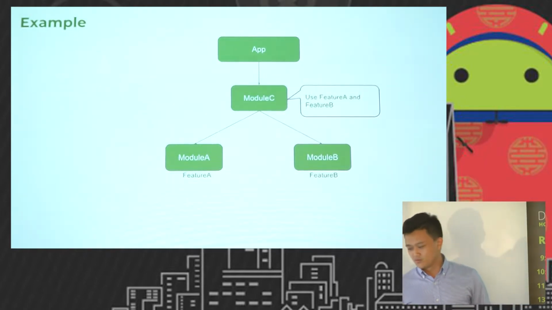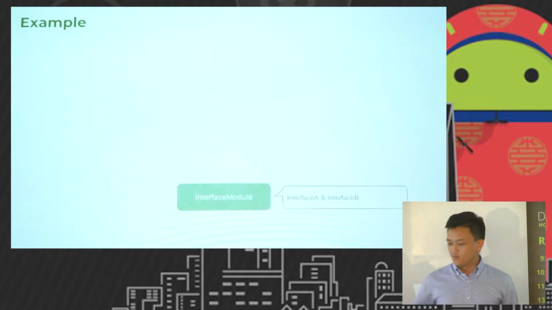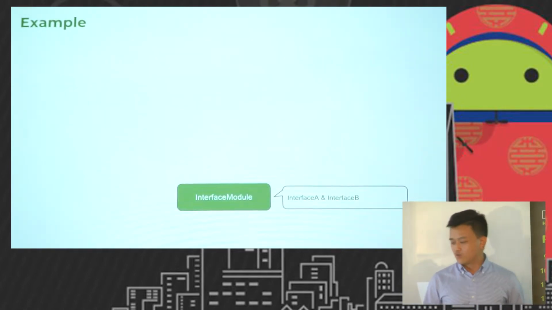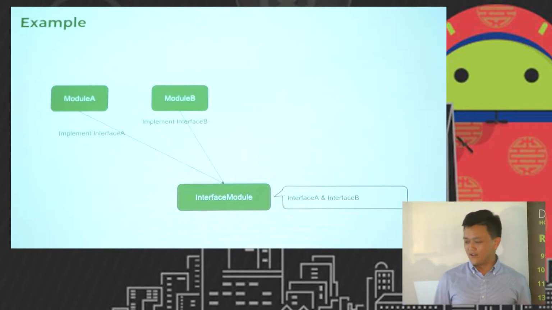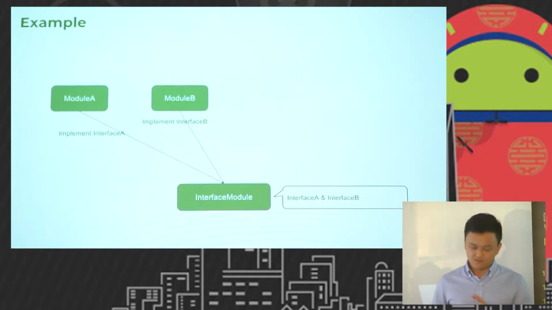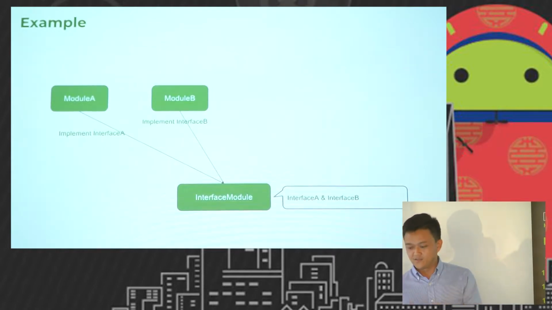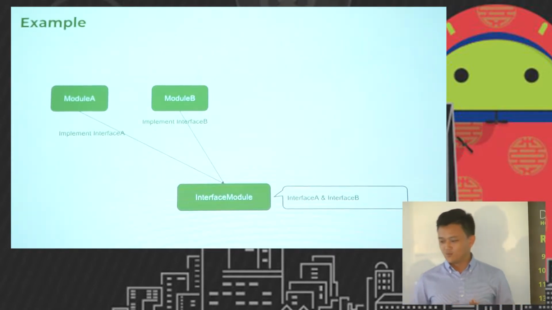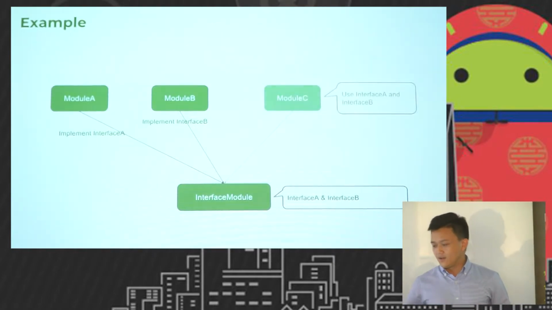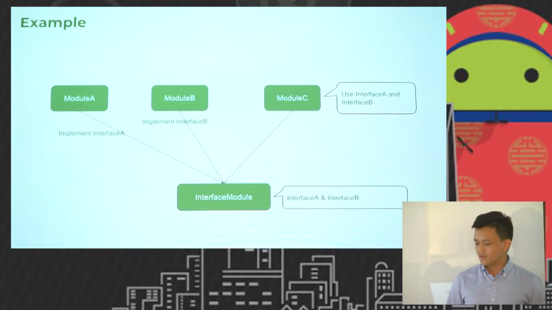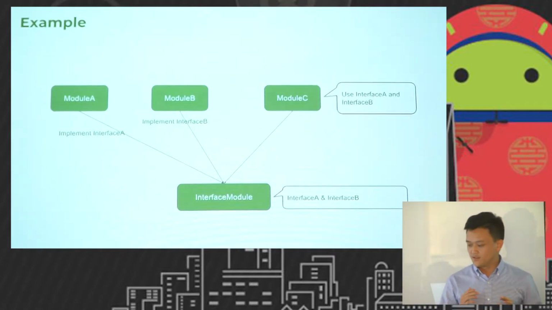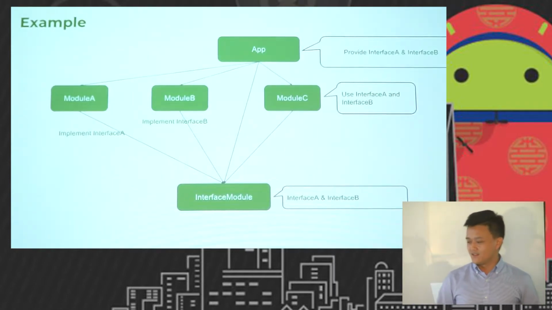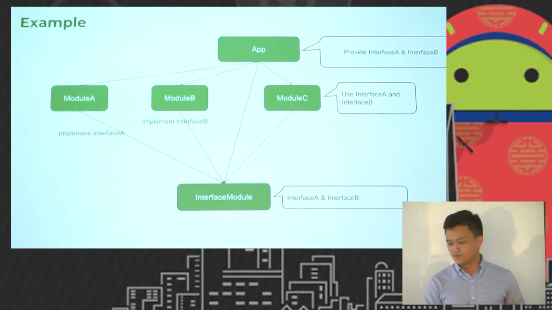I bring here a simple solution that we can use. We create an interface module. The interface module is going to contain interface A and interface B, standing for feature A and feature B. Now module A and module B use the interface module, implementing it: module A implements interface A, module B implements interface B. And now module C can use the interfaces, interface A and interface B, in the interface module. And the last thing, the application will provide the implementation for module C.